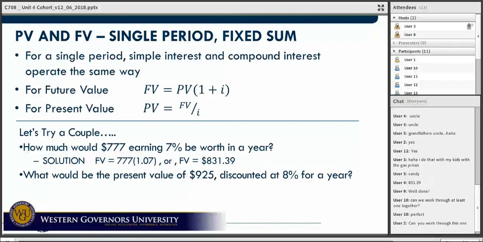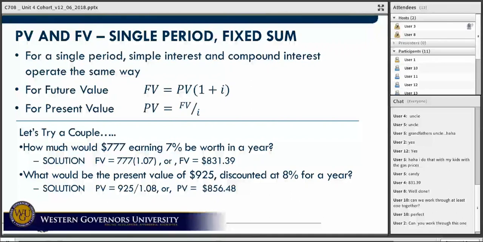All right. So what would be the present value of 925 discounted at 8% for a year? Okay, so let's look at the solution. We would take our present value of $925 and divide it by 1.08, and that would be our present value.